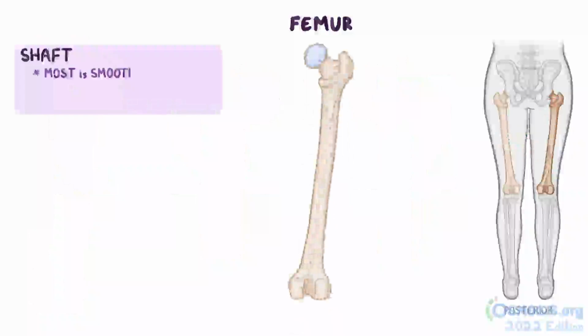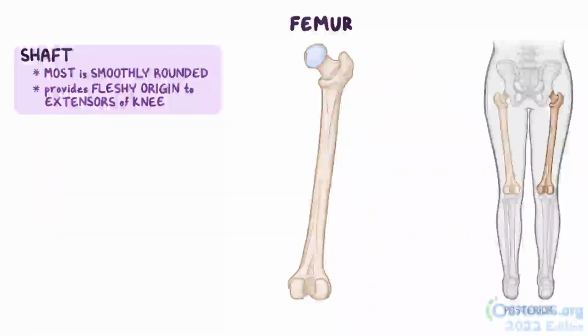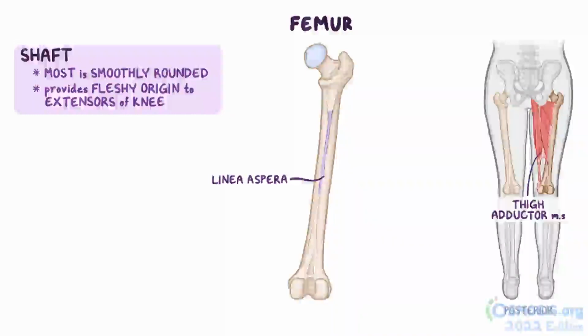Most of the femoral shaft is smoothly rounded, and it provides fleshy origin to extensors of the knee. The exception is a posterior, longitudinal, rough line called the linea aspera, which is where the aponeuroses of the thigh adductor muscles attach. The linea aspera is situated around the middle third of the femoral shaft, and it presents a medial and lateral lip and an intermediate ridge.